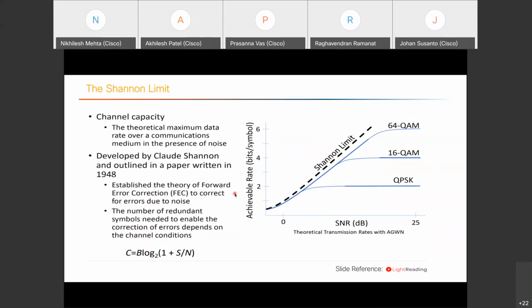Otherwise, what will happen if you increase the bits per symbol? As I said, the noise will increase in the system, and because of that you will not have a good BER. The receiver will not be able to detect the signal. So this is the theoretical limit given by Shannon.